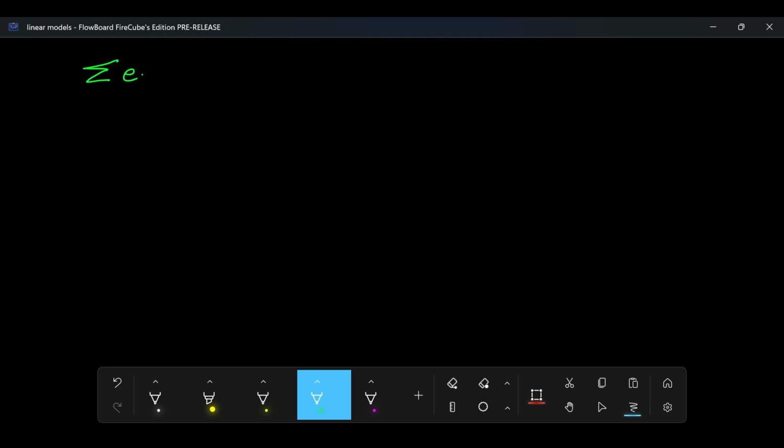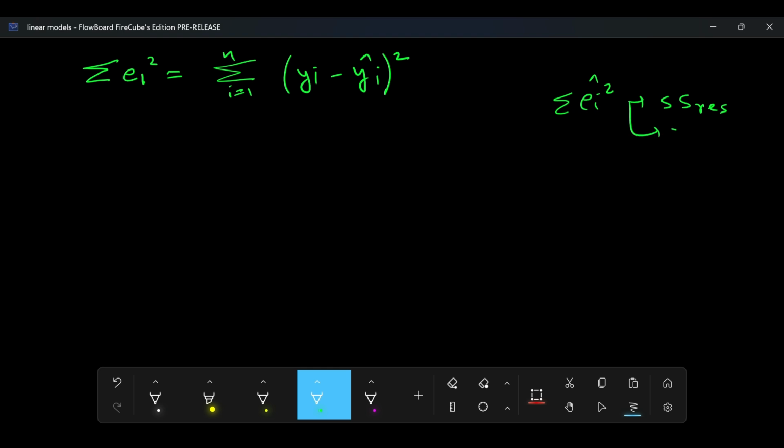What is my summation ei square? That is simply summation yi minus yi hat square, i is equal to 1 to n. ये तो आपको पता है, ठीक है ना? What is summation ei square? This is the residual sum of squares, SSRES, or we can say SSE. Remember this.